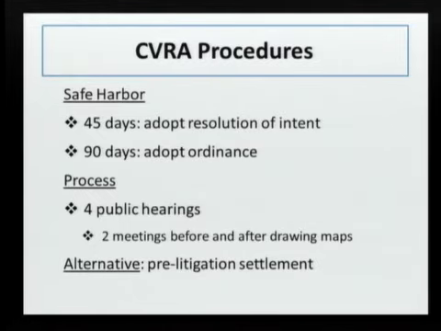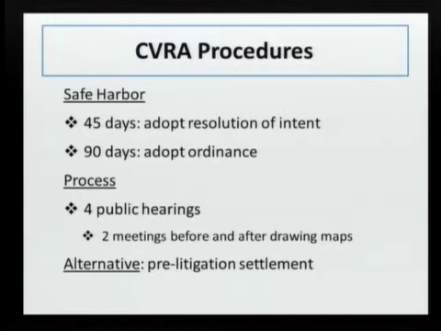Then if the city within 45 days adopts a resolution of intent, and that's a resolution declaring the intent to transition to a district-based election system, outlining the specific steps the city will take and the estimated time frame for taking those steps, and then within 90 days of the date of adopting the resolution, adopts an ordinance actually officially transitioning to district elections. If the city follows those procedures, plaintiffs cannot sue the city for a violation of the CVRA.